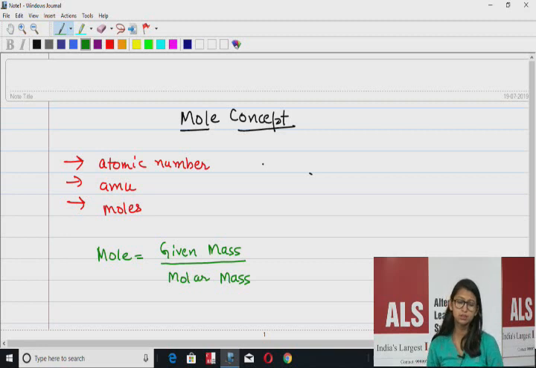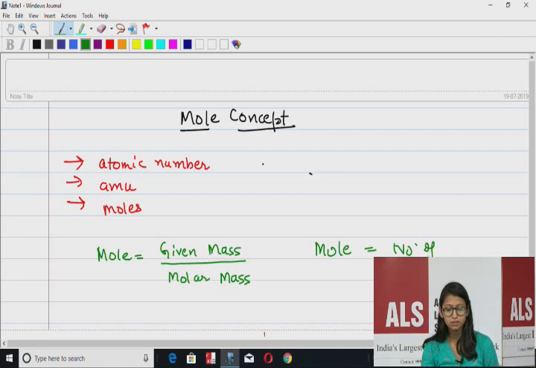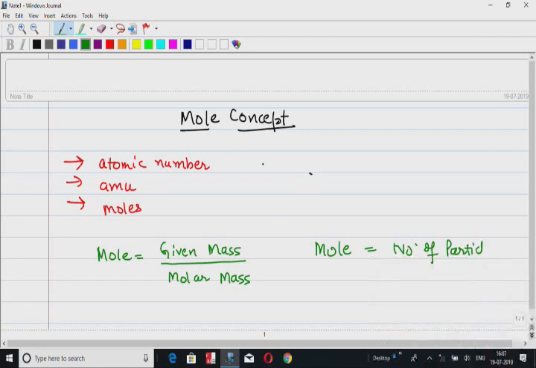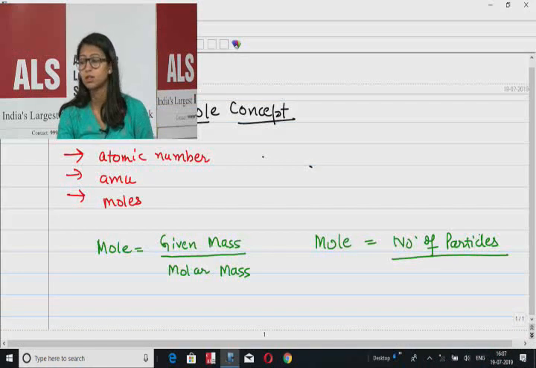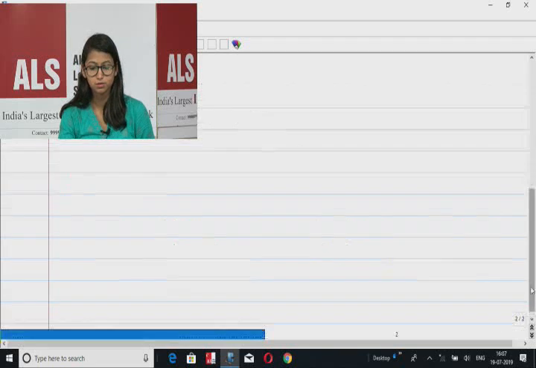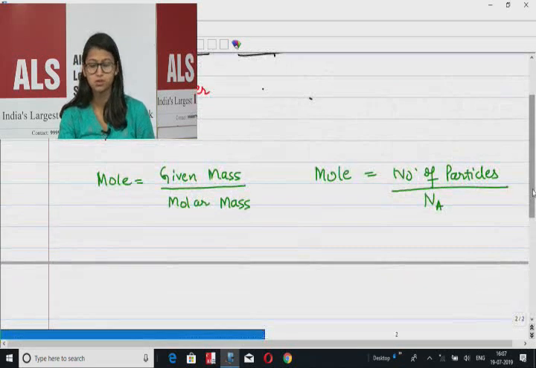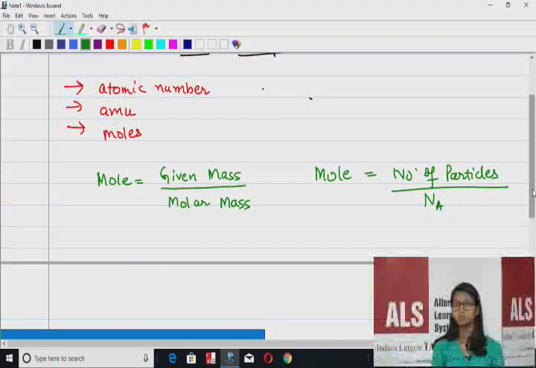In the mole, it's like the given mass divided by the molar mass. We have one more formula; I'm writing the formula here. We'll do some questions also. So mole is the number of particles divided by Avogadro's number, okay? You people should remember the atomic masses and the atomic numbers. It's very, very important, okay?